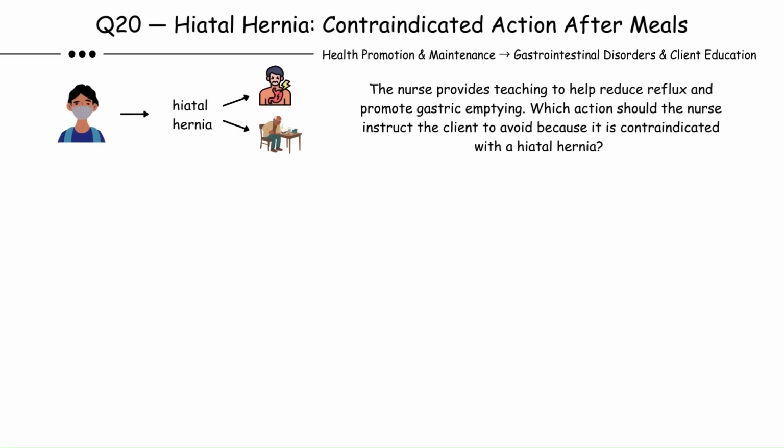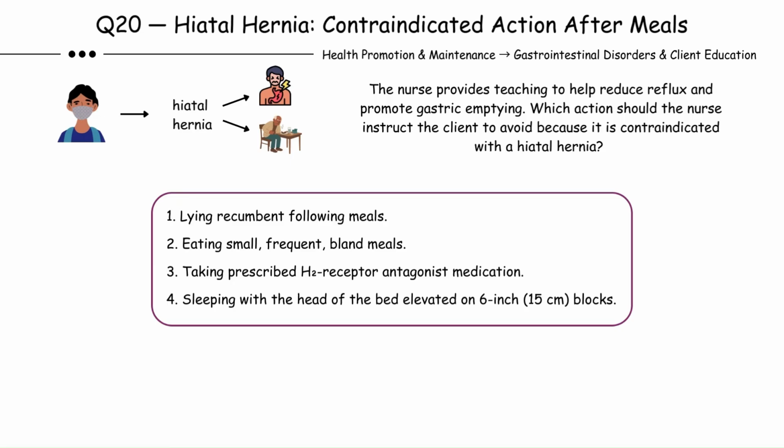Question 20. Multiple choice question. We're now reviewing client teaching for a hiatal hernia, a condition where part of the stomach slides up through the diaphragm, making reflux much more likely. Your job is to identify the one action the client must avoid after meals. Here are the 4 options.